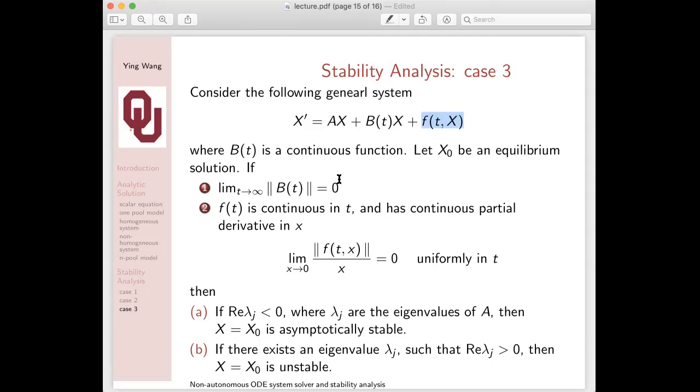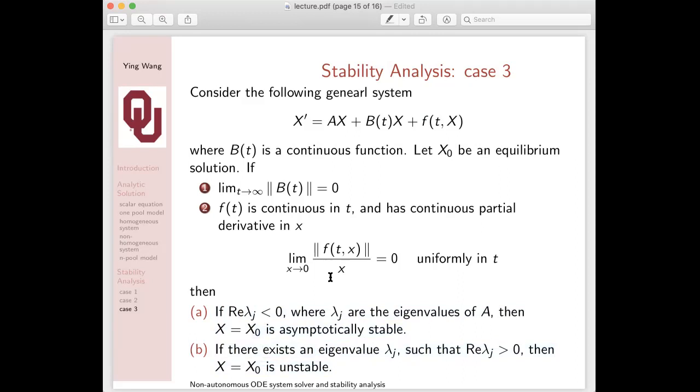If the limit of B is equal to 0, and this function f is continuous in t and has a continuous partial derivative in x, and also the limit of this fraction f divided by the norm of x is equal to 0 uniformly in t, then if all the eigenvalues have real part strictly less than 0, the equilibrium point is asymptotically stable. If there is an eigenvalue with a positive real part, then the equilibrium point is unstable. In all the other cases, the stability is not clear.